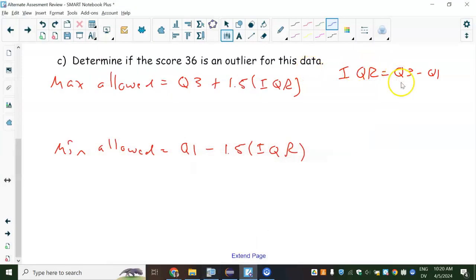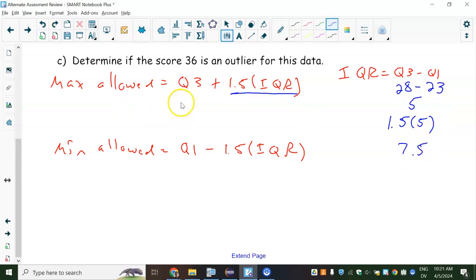So Q3 is 28. Q1 is 23. So just minus those, and then you get 5. All right, and then just kind of go from there. So next up, I have to do 1.5 times IQR in both of these. So I'm going to do 1.5 times 5, which I think is 7.5.